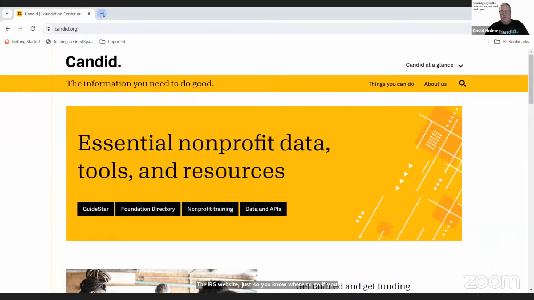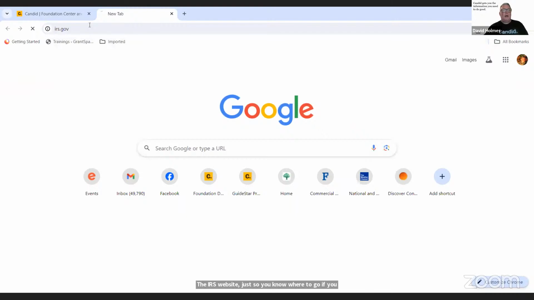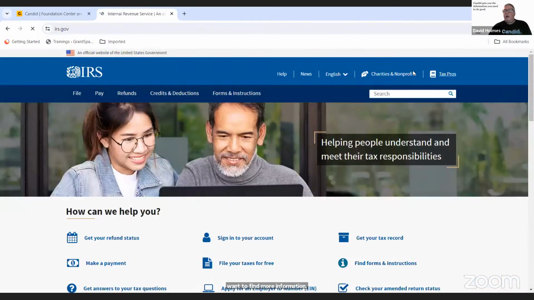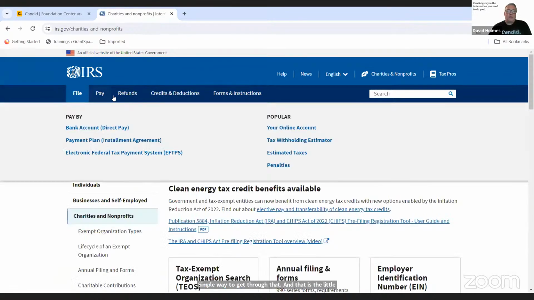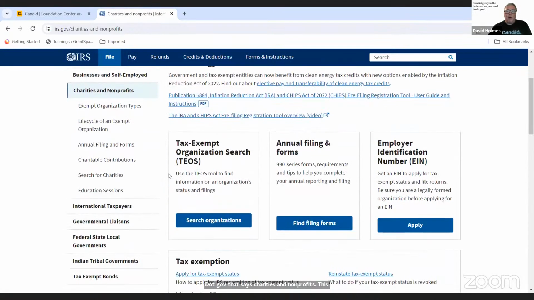And I'm just going to share real quickly the IRS's website, just so you know where to go if you want to find more information. So I'm going to show you irs.gov, and the IRS's website can be very, very complicated, but I want to just show you a little simple way to get through that. And that is the little button at the very top of irs.gov that says charities and nonprofits. This section will tell you about what you can do to file with the IRS and what you need to turn in first and what you need to do next.